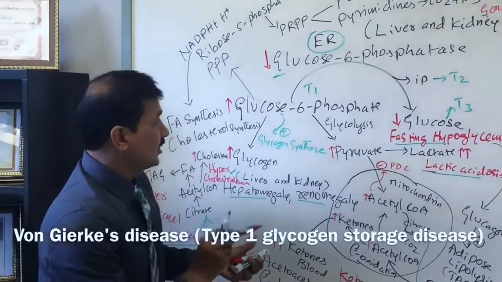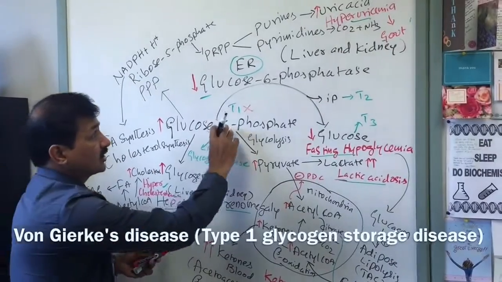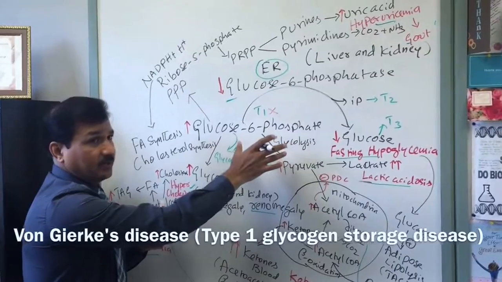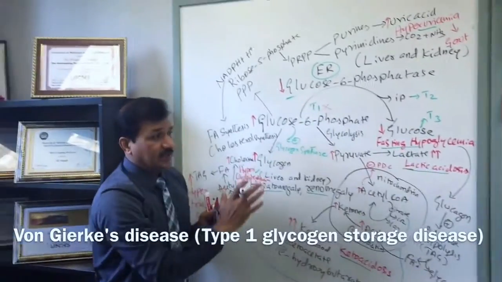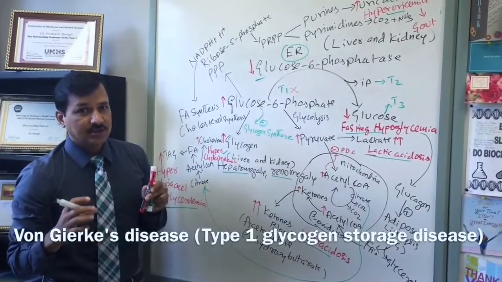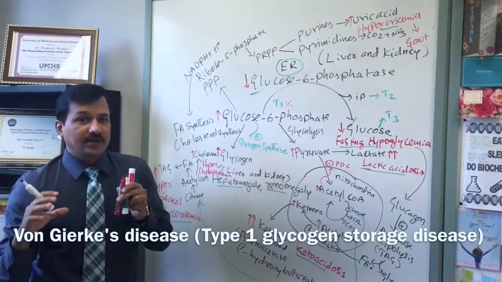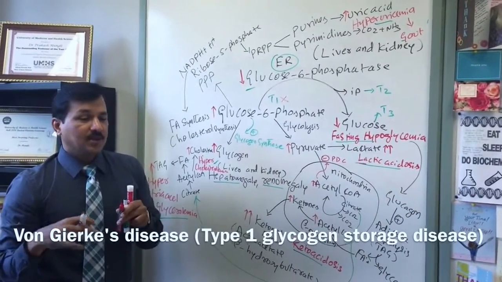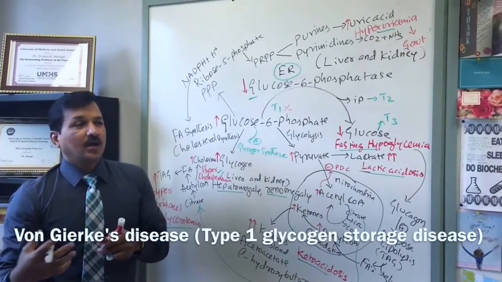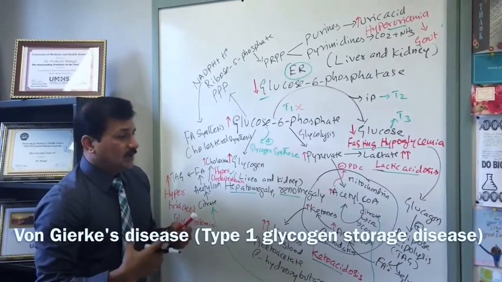Now, if there is a mutation in the T1 transporter, it means glucose 6-phosphate is not getting into the endoplasmic reticulum. That means glucose 6-phosphate accumulates, and all these signs you are going to see in T1 transporter mutation. Along with that, there will be neutropenia and neutrophil dysfunction. Because of the neutropenia, there will be an increased chance of infection because neutrophils fight against bacteria, and also an increased risk of bleeding.